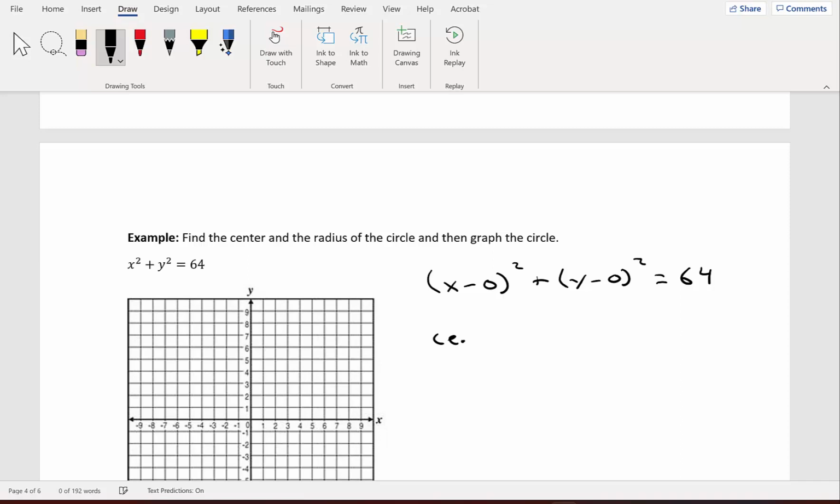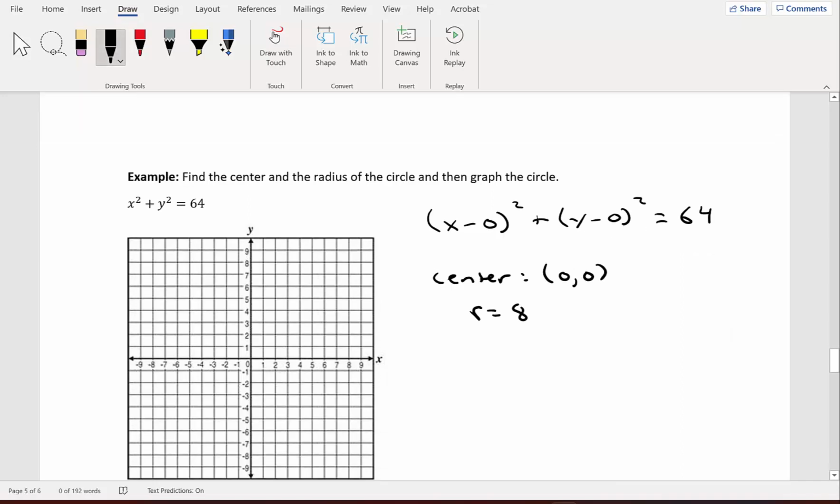So I could tell that my center is 0, 0, and then my radius, square root of 64, which is 8. Now we have all the information that we need to graph the circle. So start with the origin, that's our center, 0, 0, and then we're going to go 8 units in each direction. So 8 units to the right, 8 units to the left, 8 units down, and then 8 units up. And now let's connect these with the circle shape. Now we have our graph.